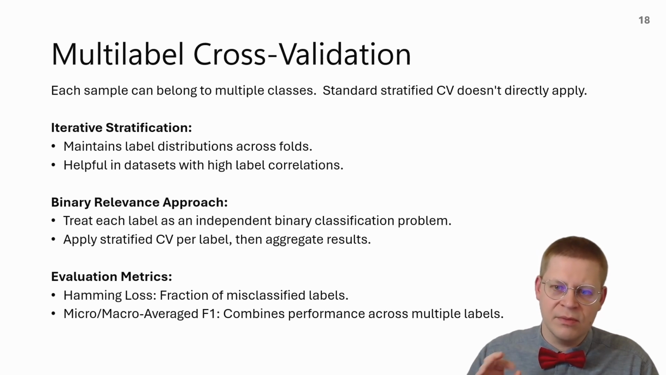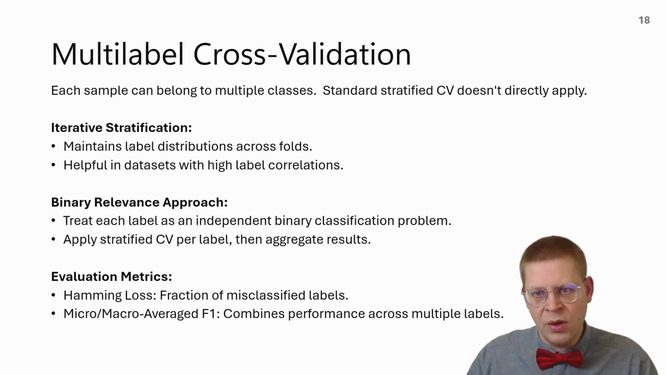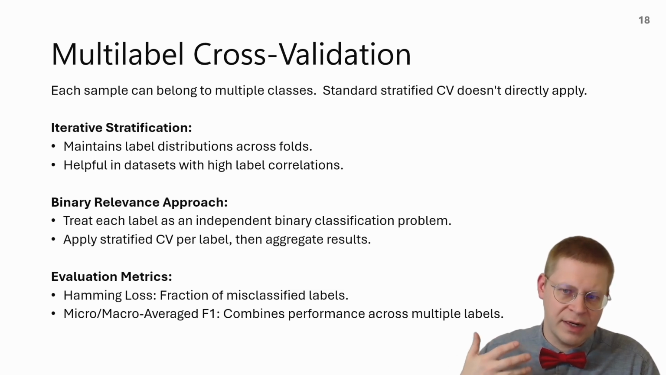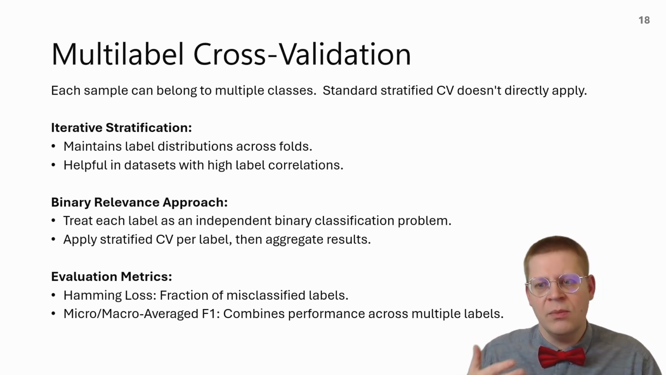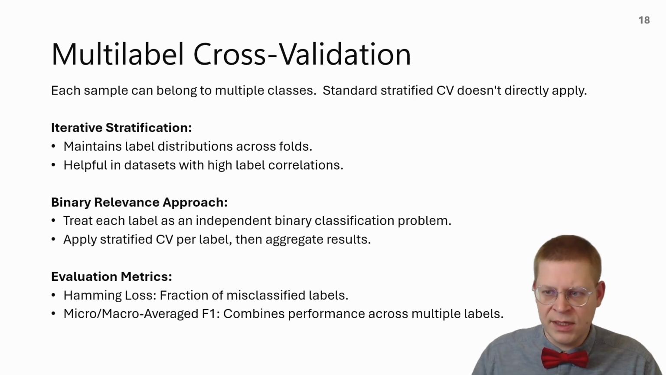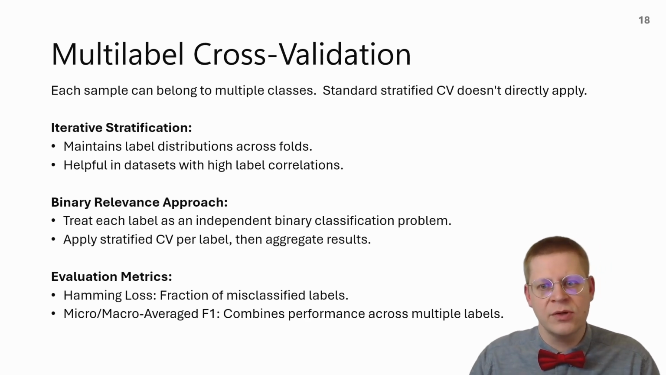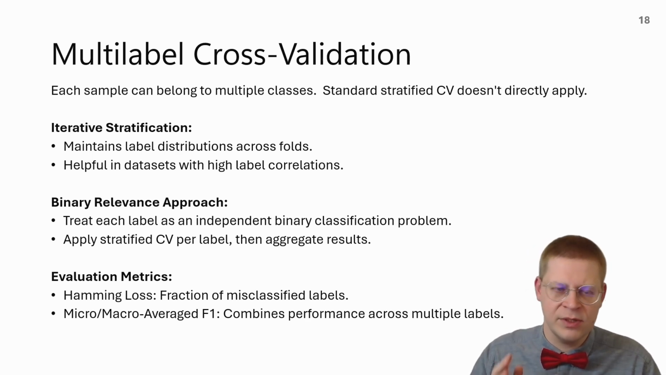Another approach is binary relevance, where we effectively split the problem into multiple binary classification tasks, one per label, and then aggregate the results. And for evaluation, consider Hamming loss or micro and macro averaged F1, because you're no longer dealing with a single label per sample. And these metrics give a more accurate picture of how well your model performs across all the possible label combinations.